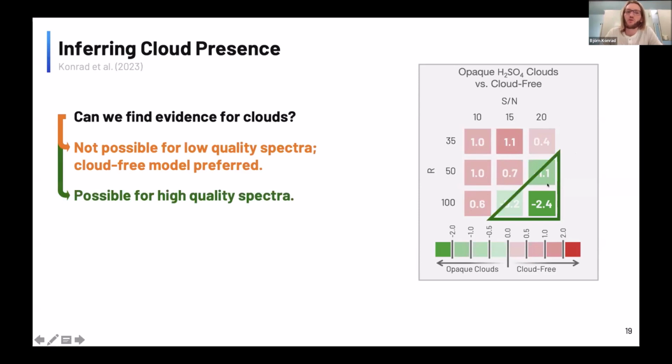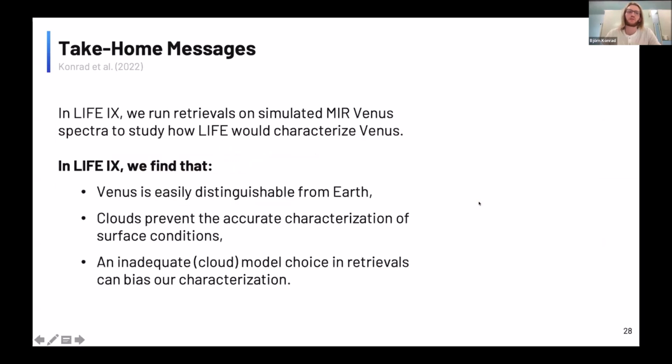Whereas if we go and look at high-quality spectra, this is where we can start to constrain the cloud properties of Venus. So we can start to tell that probably it's sulfuric acid clouds, and we can also start to determine the correct position of the clouds in the atmosphere. And these are then also the cases where the cloudy model yields the better estimates for Venus's radius. So these are just the take-home messages.